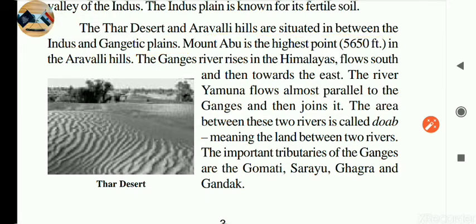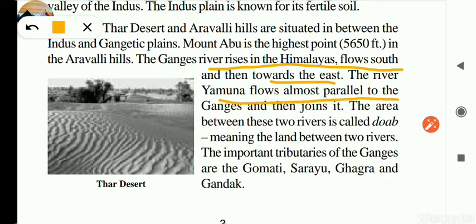Let me come to the Ganga river. The Ganga river rises in the Himalayas. It first flows south, then towards east. The river Yamuna flows almost parallel to the Ganga, then joins it, because the major tributary of Ganga is Yamuna. And what is a Doab? Doab is the area between two rivers. The land between two rivers is called a Doab.